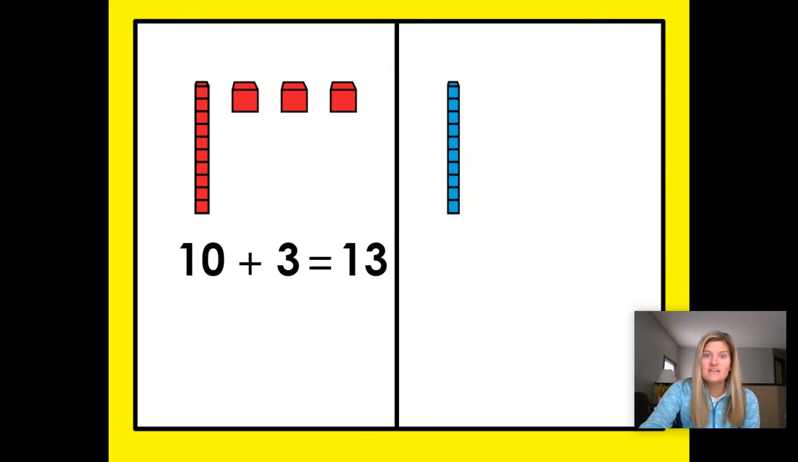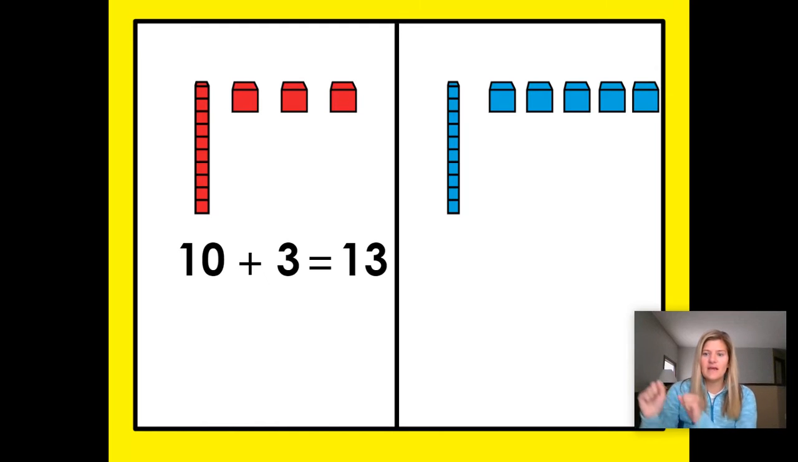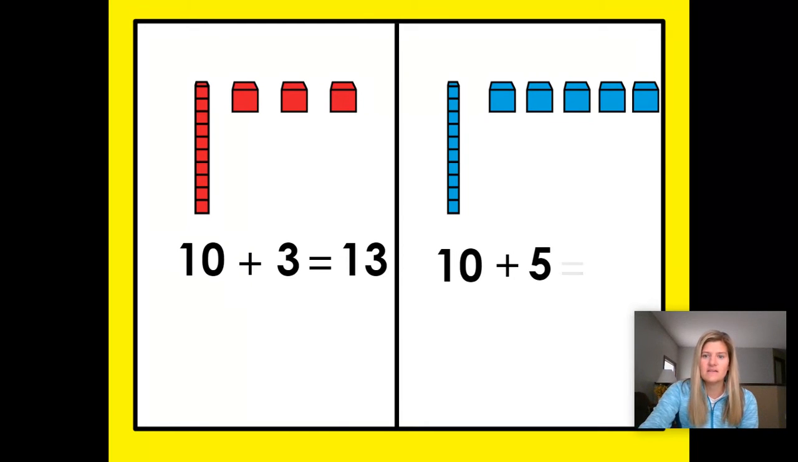So we have our 10 stick, which again is made up of 10 cubes. So 10 plus, let's see how many extra ones we have. 1, 2, 3, 4, 5. So that means we have 10 and 5. That's, see if you can say it, 15. Okay, now let's write the equation again. 10 plus 5 equals 15.